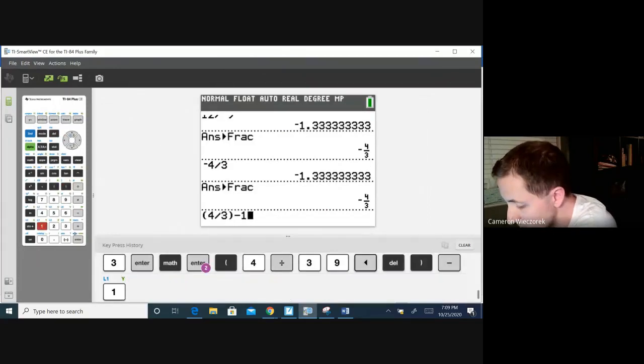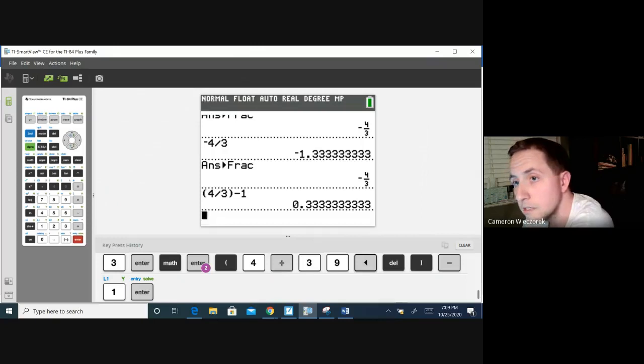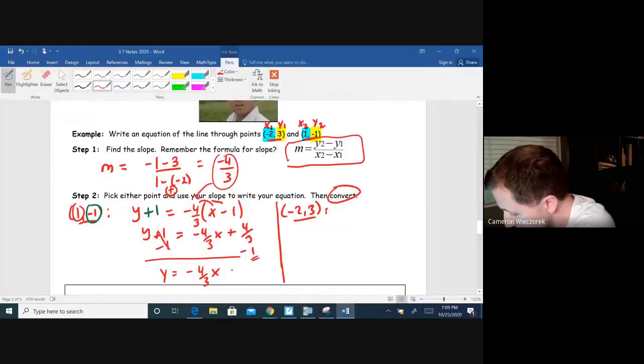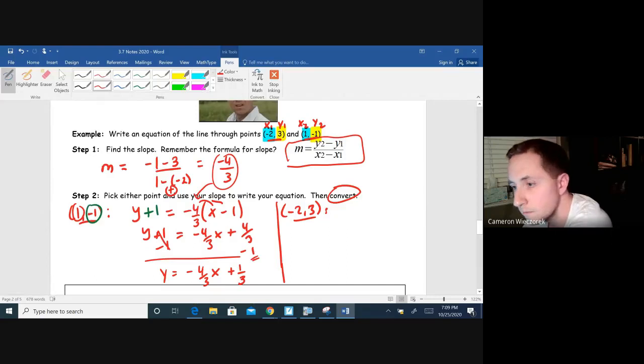Subtract 1. Oh no, it's a decimal. SOS. Save our slope. Just kidding. Math, enter, enter, switches it to a fraction. 1/3. You see, your y-intercept can be a fraction. It's not ideal, but it happens. There's your mx plus b, slope intercept.